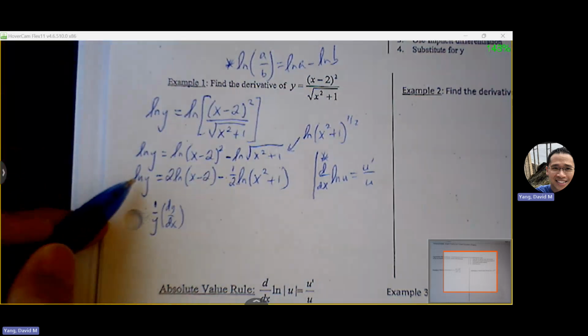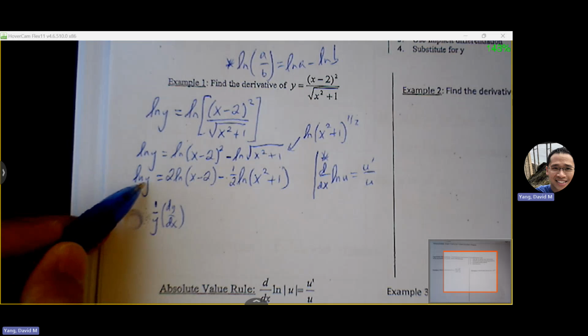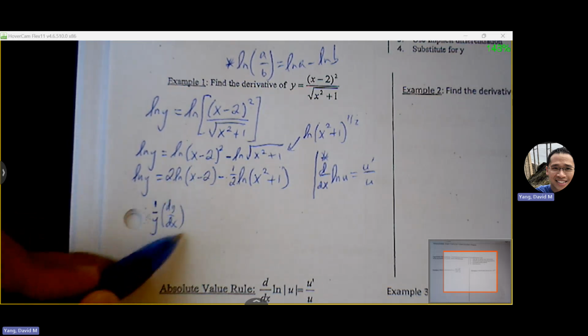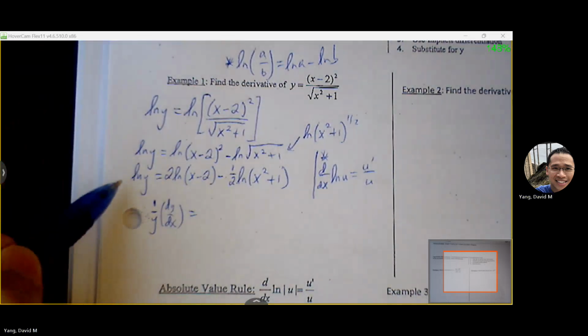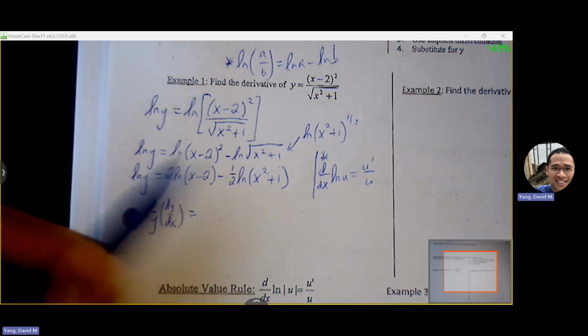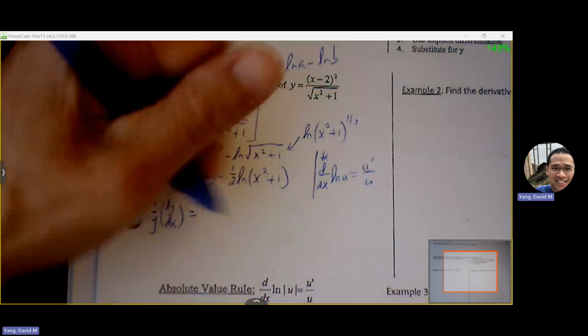All right, same process. If it was natural log of x, you would say 1 over x. But because it's natural log of y, we say 1 over y, but then we need that dy dx because of implicit. Okay? So this is our calculus step here. The 2 stays. Natural log of u becomes u prime over u, so 1 over x minus 2.